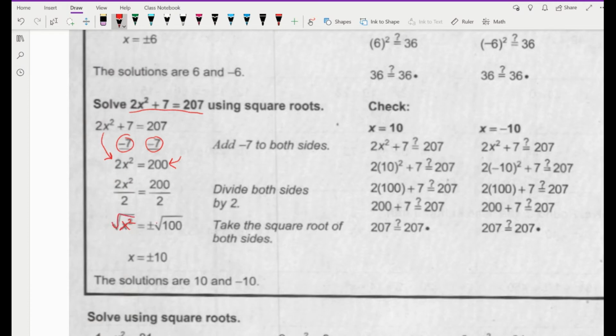And then we take the square root of both sides. Of course, you write a plus or minus in front, and the square root of 100 is 10.